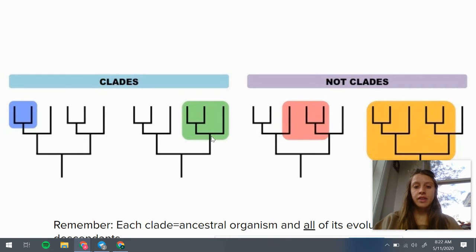Again, here, this will count as an ancestral organism, a node, and these are all of its evolutionary descendants. This is not a clade because even though it shows an ancestral organism, it doesn't encompass all of its evolutionary descendants. So it's showing two incomplete clades. And this one, again, has the ancestral organism, but not all of its descendants. This little guy is left out. So this is not a complete clade.